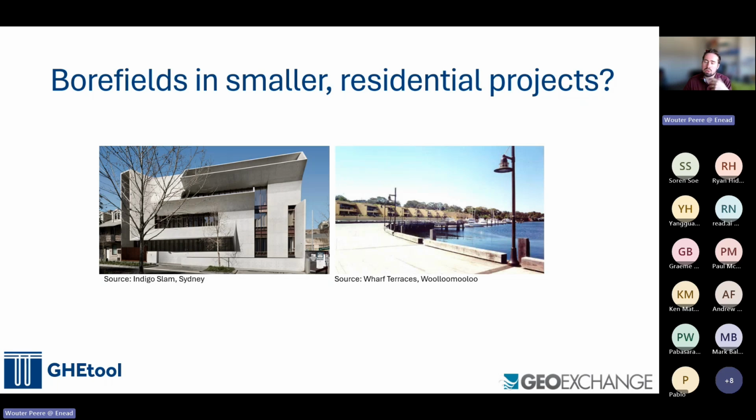And then we also have a residential project with apartments, where each apartment has its own small ground source heat pump connected to a geothermal borehole. So also in these collective housing, geothermal systems are an option. So both in Europe and in Australia, there are quite some example projects.